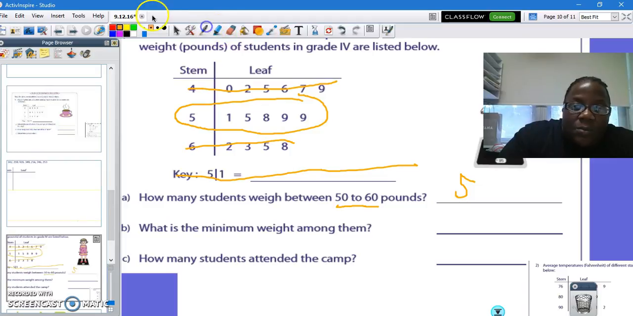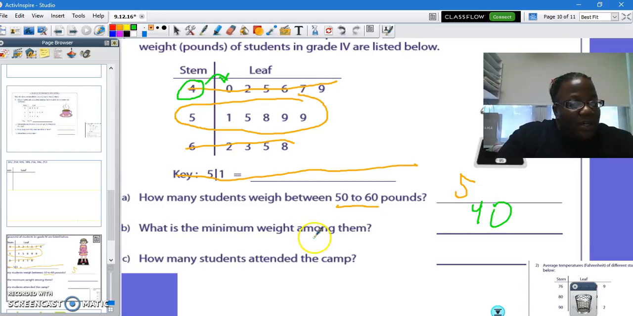Now, the next question says, what is the minimum weight among them? The minimum weight, which is the smallest weight. So, of course, you're going to go all the way up to your stem, and your first leaf should be your smallest number. So, minimum weight is 40.